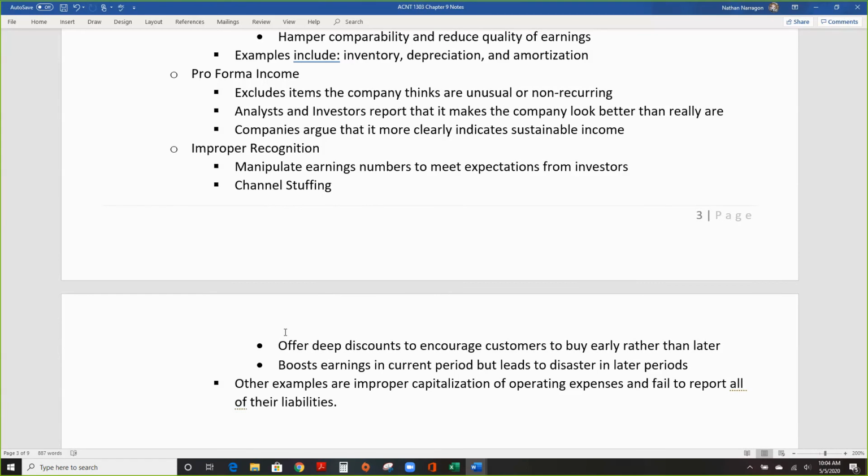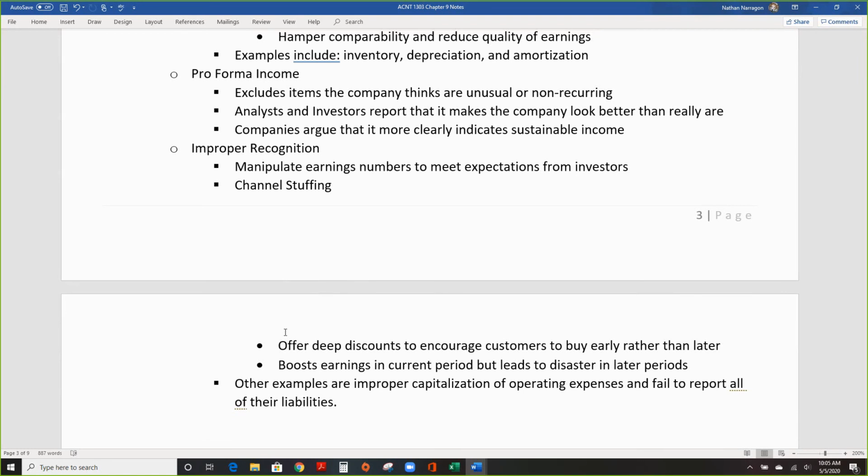This is what happens. When you're trying to boost your earnings, you're trying to sell a lot of stuff in the current period. But a lot of times, customers are going to be used to this deep discount rather than the regular price, so they're not going to buy later down the road. This could also lead to inventory shortages, not enough inventory to meet demand. So this is something that's actually pretty bad.